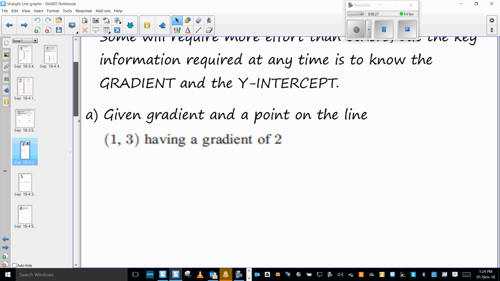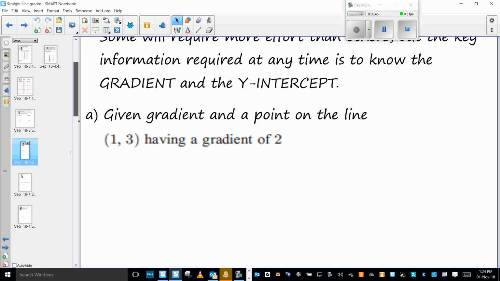So the two bits of information we always want to know are the gradient and the y-intercept. Because if we have those two pieces of information, then we can put them in place of the m and the c, and we've got our equation.